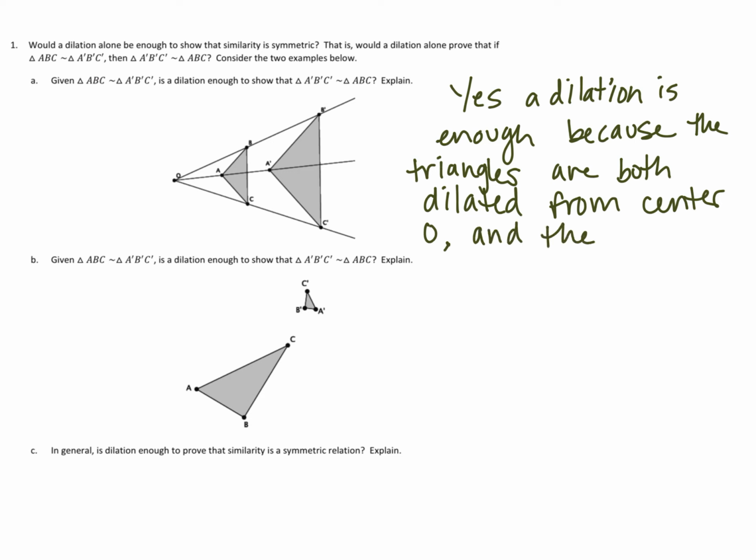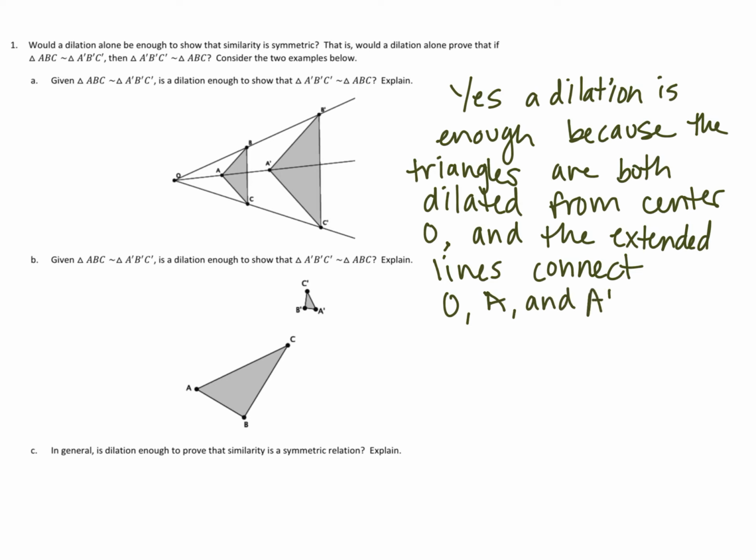and the extended lines connect O, A, and A prime, O, B, and B prime, and O, C, and C prime. So the lines connect all of those points, so they are corresponding, and a dilation is enough. This is for part A.